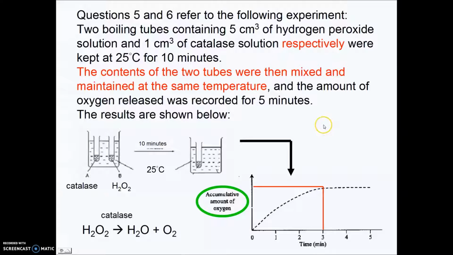So let's start with questions 5 and 6. The first point I want to tell you is that by reading the question, it's quite hard for us to know what it is talking about. So I suggest you draw some pictures to understand the question. So in this case, you can see that we have two boiling tubes containing hydrogen peroxide solution and also the catalase solution, and we put them at 25 degrees Celsius for 10 minutes. This is the first paragraph and first diagram.